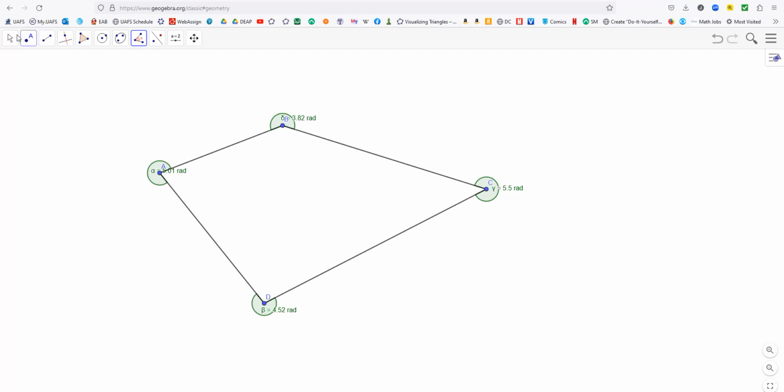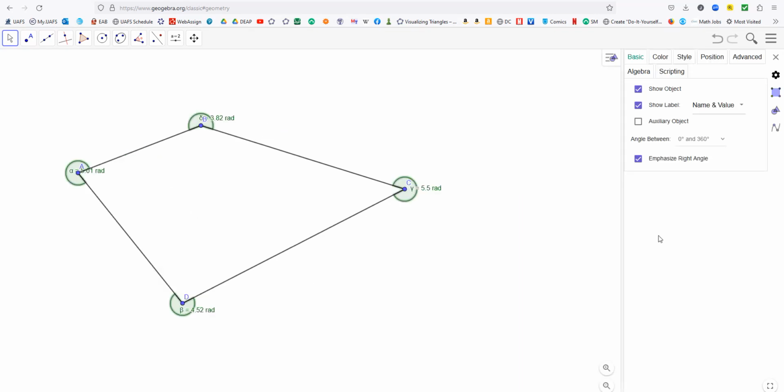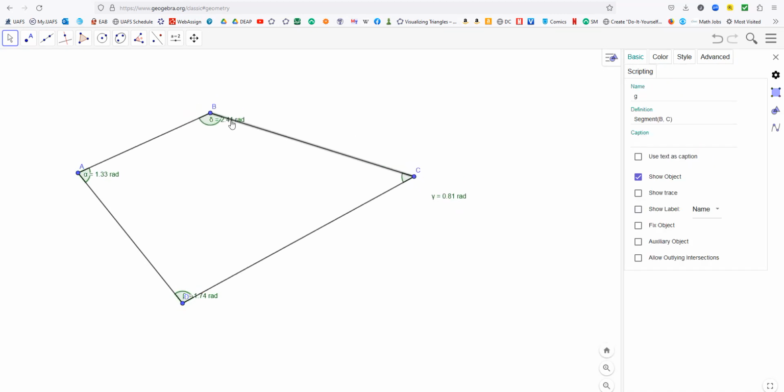So there are all the angles, but they're not measured like we measure angles. Let's measure them around this way. So we want all of those to be between 0 and 180 degrees. It looks like we're measuring in radians. That's my default. Yours might be degrees. That's okay.